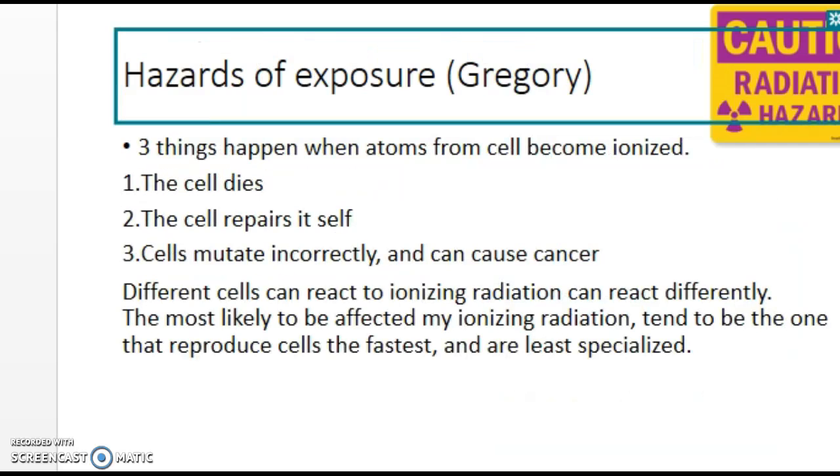Hazards of exposure. Three things happen when atoms from a cell become ionized. 1. The cell dies. 2. The cell repairs itself. 3. Cells mutate incorrectly and cause cancer.